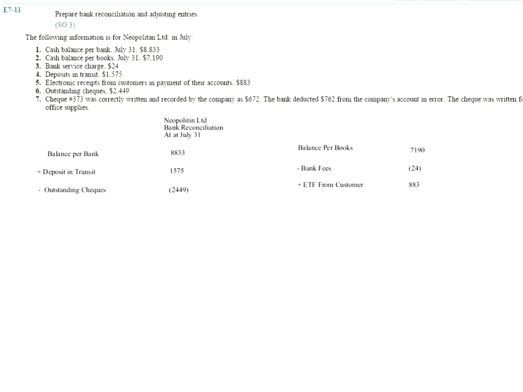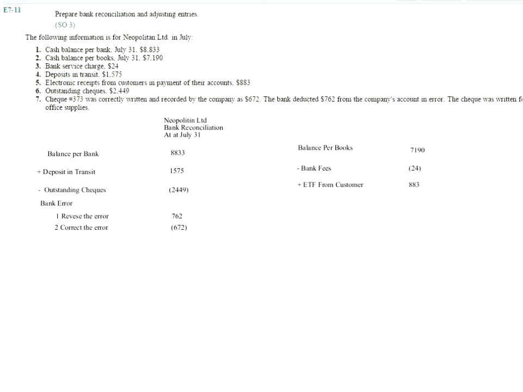And we had check number 373 correctly written and recorded by the company as $672, but the bank has deducted $762 from the company's account in error. So anytime we have an error, I like to do a couple of things. I like to first rectify the error. So when the bank deducted $762, we should first reverse the error. So when the bank deducted it, we should put it back in, $762. And 2, we'll put the correct amount. So it should have been $672. And it's a check, so it would reduce our balance from the bank.